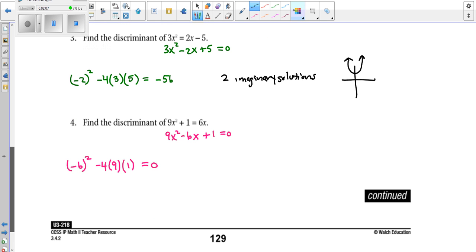And number 4, your discriminant is 0. Remember, because you're taking the square root of 0, the square root of 0 plus or minus is the same thing. So that means you're going to have 1 real solution. So when you graph your function, that means your vertex lies on the x-axis. This function opens up, so it might look something like this.